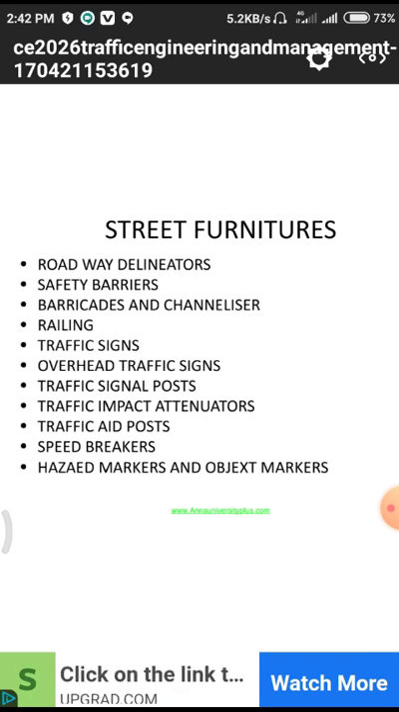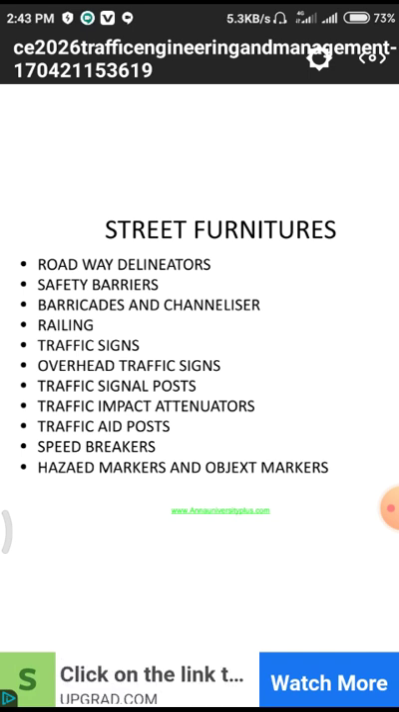Mainly these barricades and channelizers are used for diverting the traffic whenever there is a small accident or likely things, so these barricades and channelizers are useful for diverting the traffic. Next one, railings. These railings also have some importance; we use these railings for no-movement purposes.